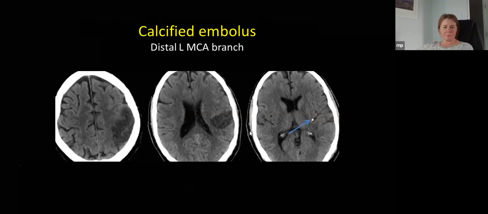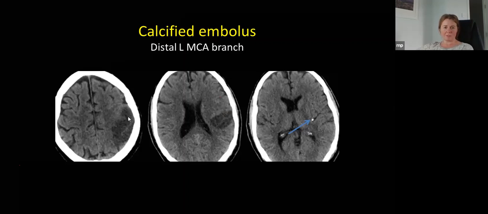What other calcifications might you see? Well, in the acute scenario with an appropriate history, this looks like a left MCA territory infarct, and the fact that it's wedge-shaped, rather than the sort of vasogenic edema you would get from, for example, a metastasis or abscess. This is wedge-shaped and extends to the cortex as well as being white matter. And the key thing here is this little calcified embolus. So this is a distal left MCA branch infarct.